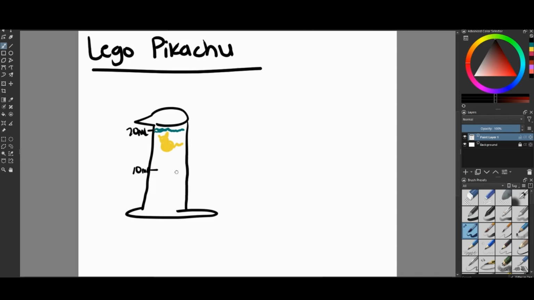So that means that we have a volume reading for this Lego Pikachu of 10 milliliters. 10 milliliters. So that is our volume. So if we just needed to find out the volume, we have it.